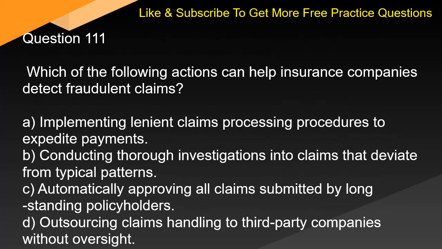Question 111. Which of the following actions can help insurance companies detect fraudulent claims? A. Implementing lenient claims processing procedures to expedite payments. B. Conducting thorough investigations into claims that deviate from typical patterns. C. Automatically approving all claims submitted by long-standing policyholders. D. Outsourcing claims handling to third-party companies without oversight.